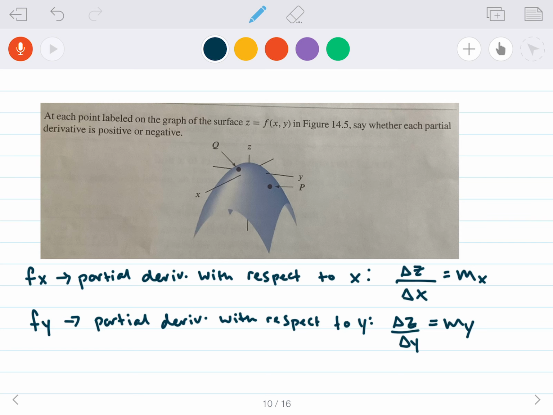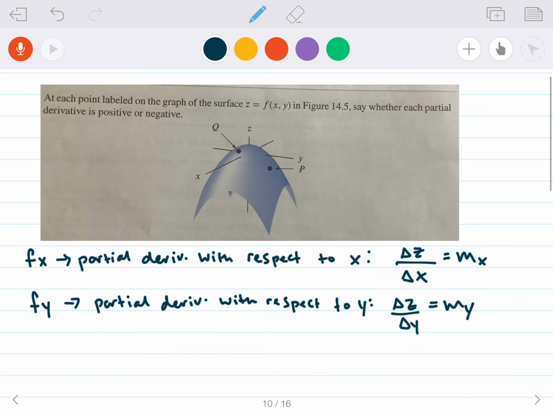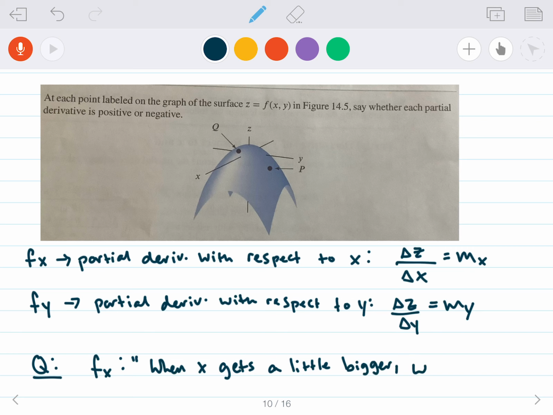So let's first consider the point Q. Okay, so let's look at Q first. So for Q, for the partial derivative with respect to x, you want to ask yourself this. When x gets a little bigger, what happens to z?